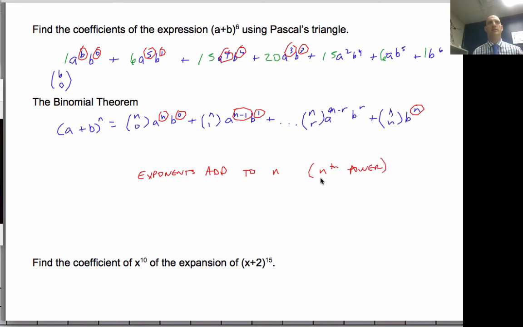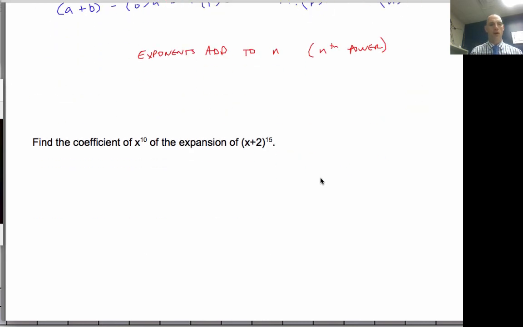Okay, so if it's the third power, then the exponents are always going to add up to 3. Well, if I've got the x to the 10th of x plus 2, I know it's going to be x to the 10th, and my n, so this is n, right? X to the 10th, it's going to be 2 to the 5th, because these two things add up to 15. Okay, they've got to add to 15. So those two things add up to 15.